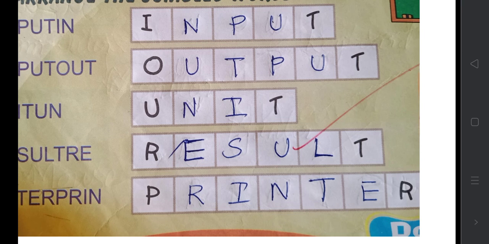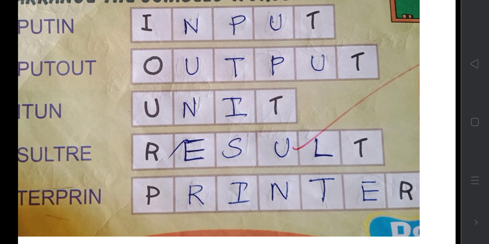Input. Repeat after me, input. Then the second one is output. Output, output.